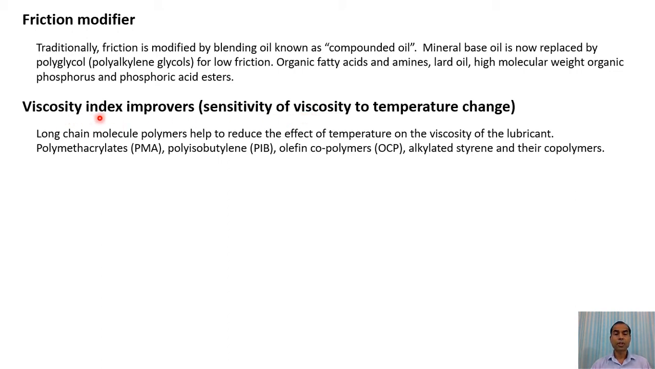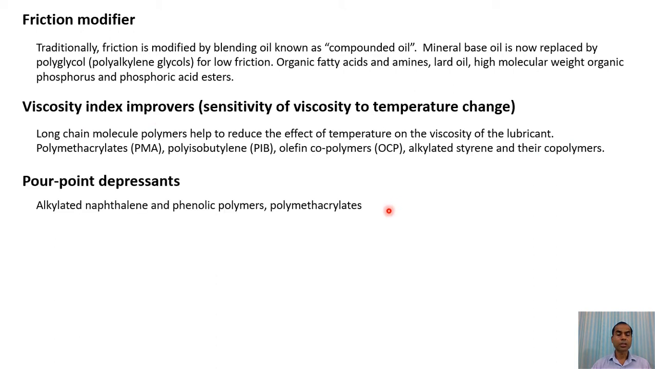That means if the lubricating oil has a high viscosity index, it is less sensitive to temperature change. So long chain molecule polymers help to reduce the effect of temperature on the viscosity of lubricants. So these molecules are added, for example, polymethacrylates, polyisobutylene and olefin copolymers. These polymers are large, long chain molecules. They are added into the lubricating oil to improve the viscosity index.